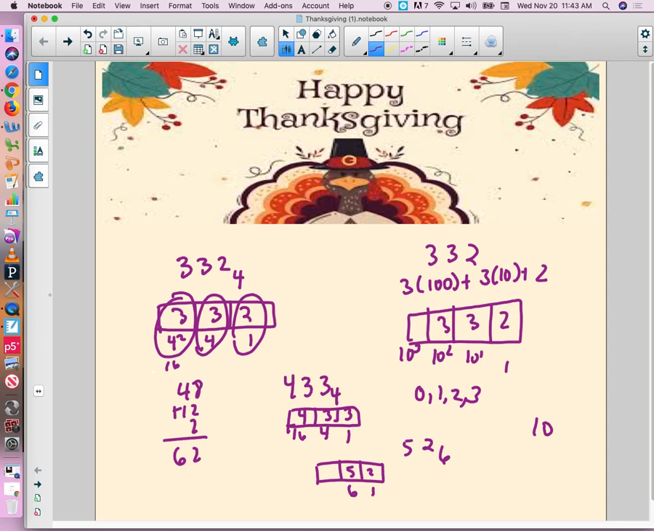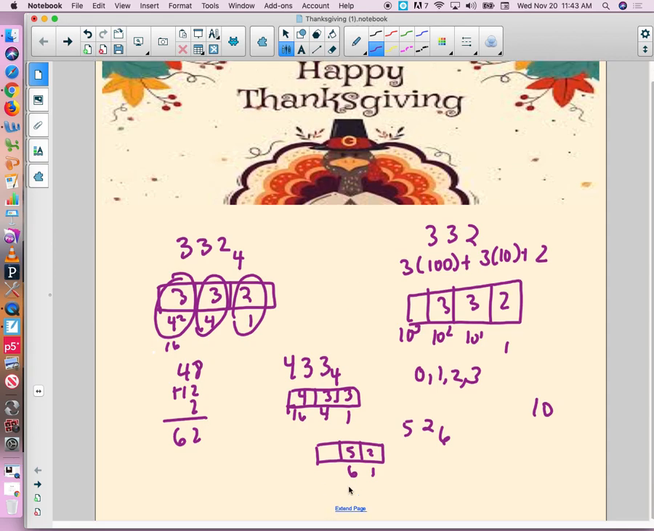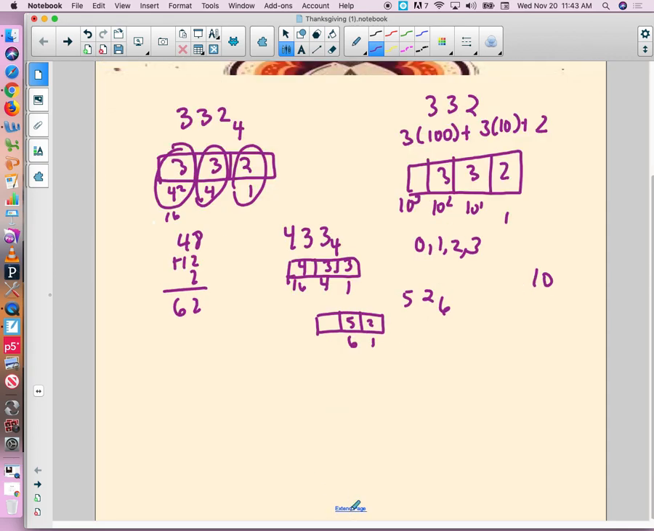$32. So down here, your units digit is 6 to the 0. Then you have 6 to the first. Next, you would have 6 to the second, and so on. Okay. Are y'all all right?